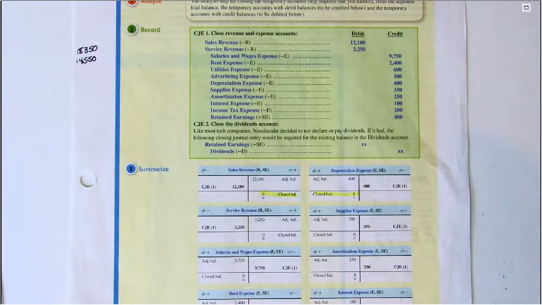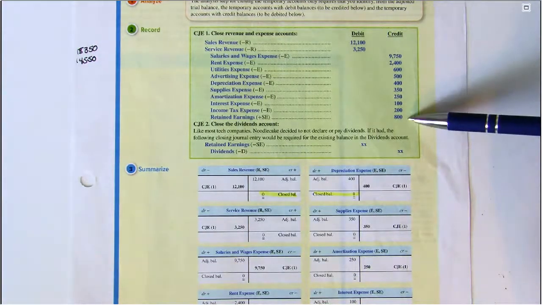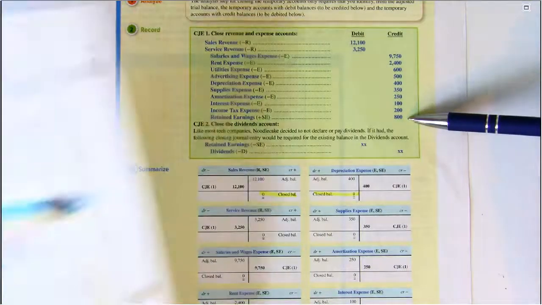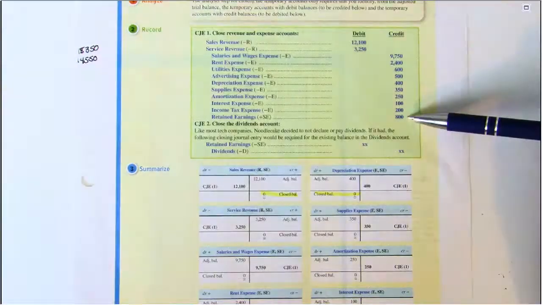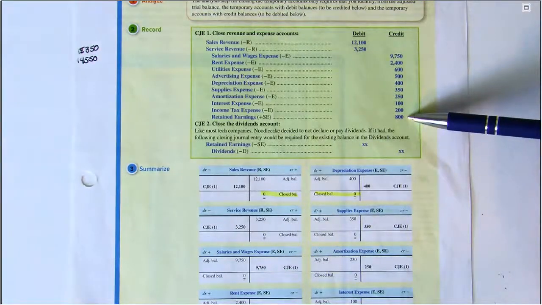What you can also do is check to make sure that the amount that's going into retained earnings matches your net income on the income statement. And it does. You've just transferred the net income into the retained earnings account.